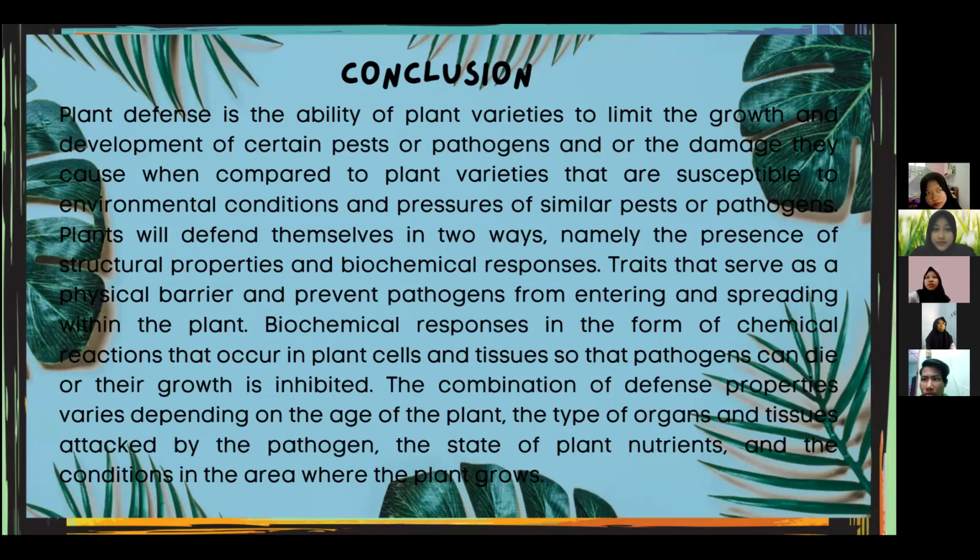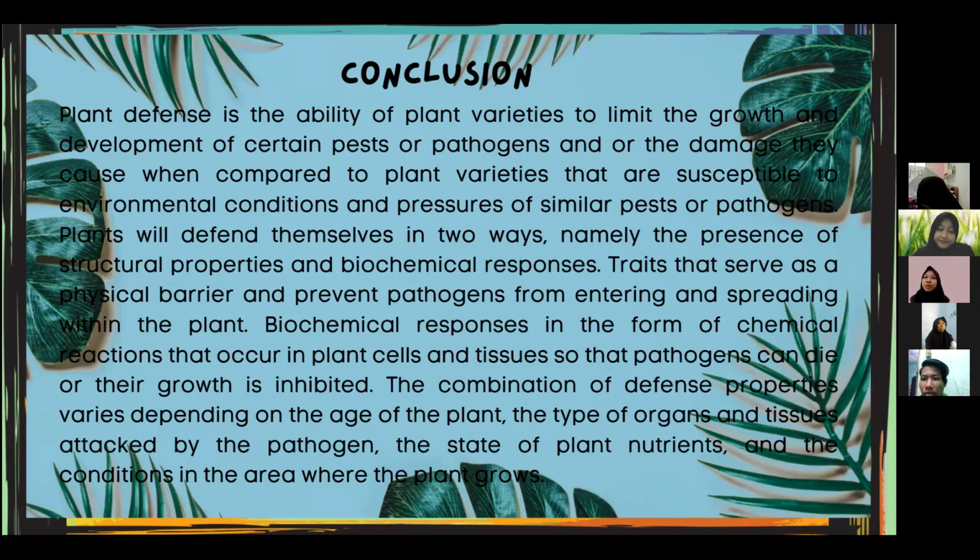So the conclusion is plant defense is the ability of plant varieties to limit the growth and development of certain pests or pathogens and or the damage they cause when compared to plant varieties that are susceptible, under similar environmental conditions and pressure of similar pests or pathogens.